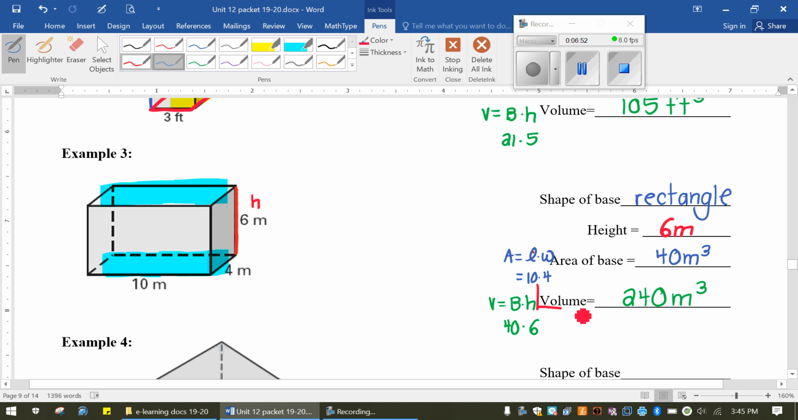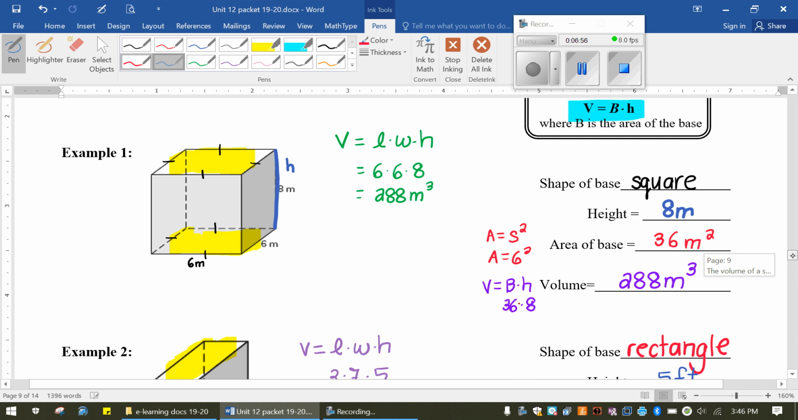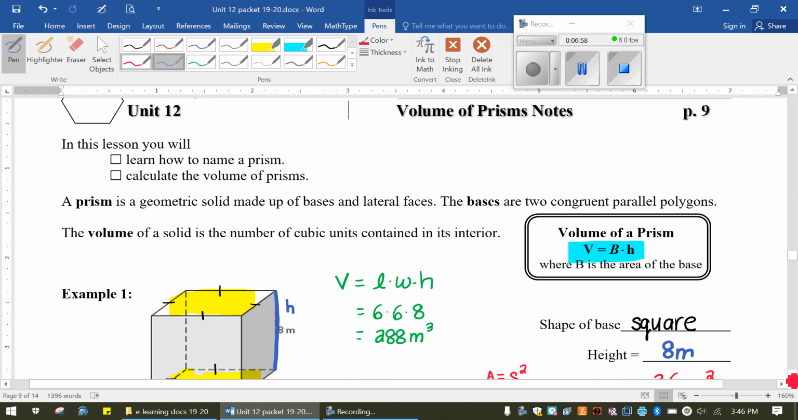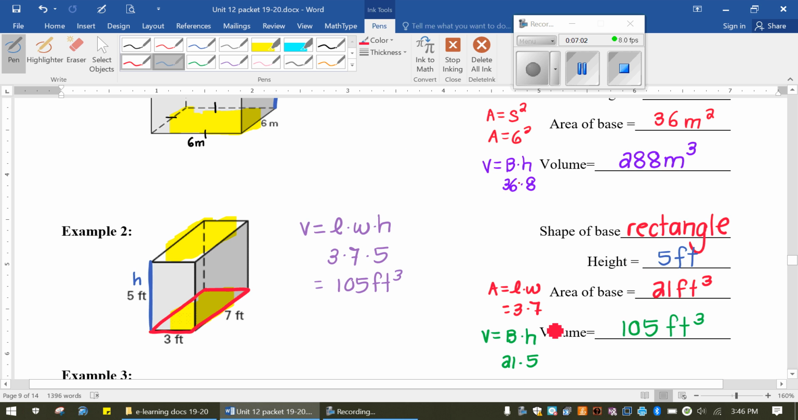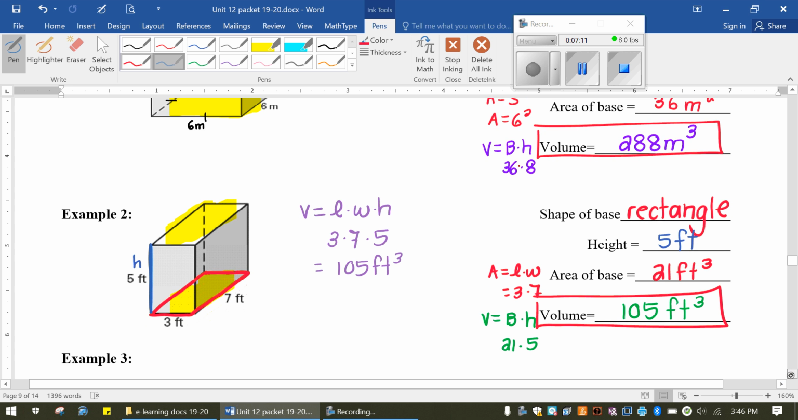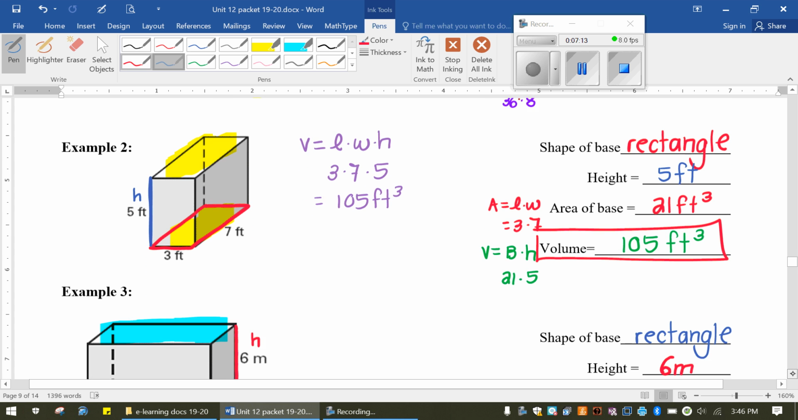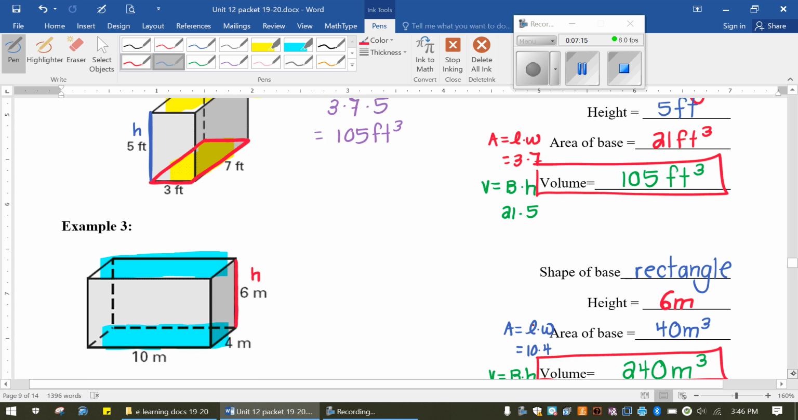So let's highlight these 3 answers that we have found. Oops, number 2 and number 1. All right, so that's the goal, is to find the volume of each of these prisms.